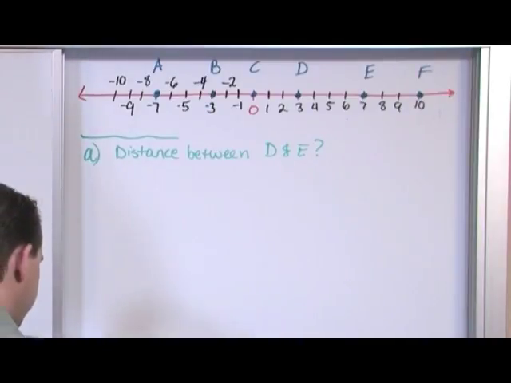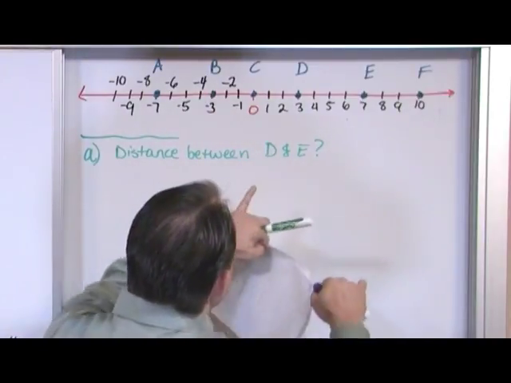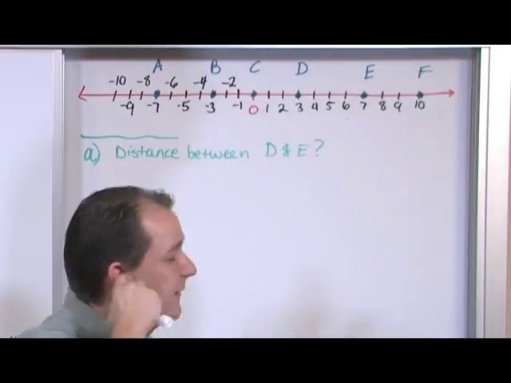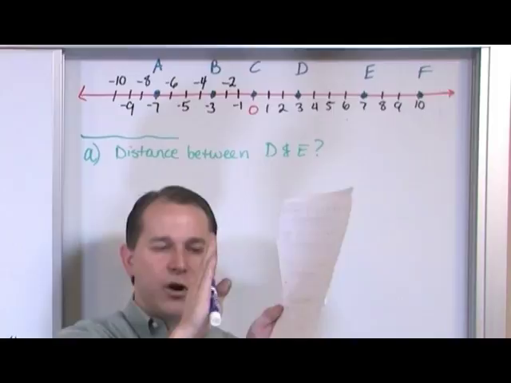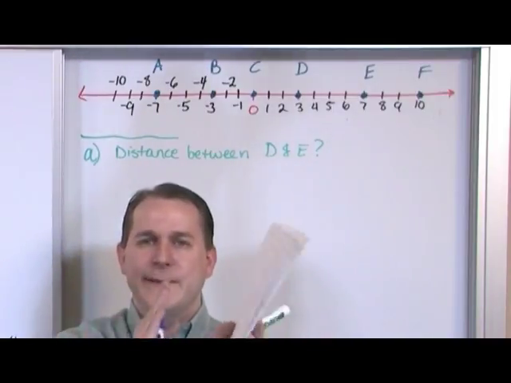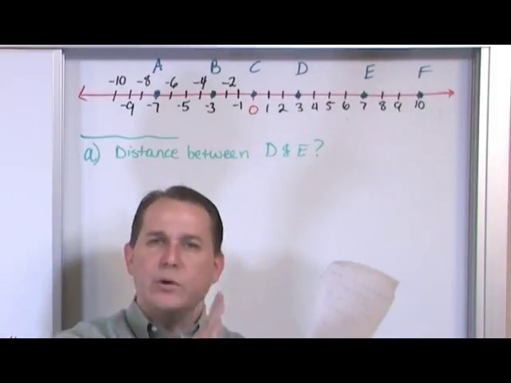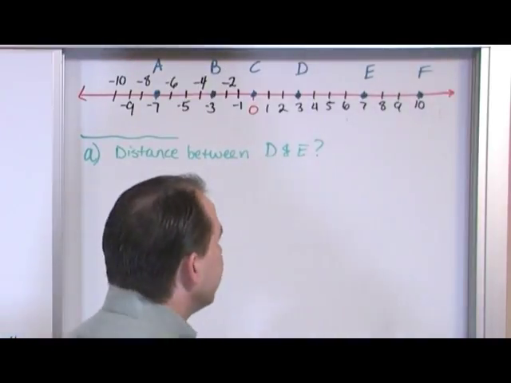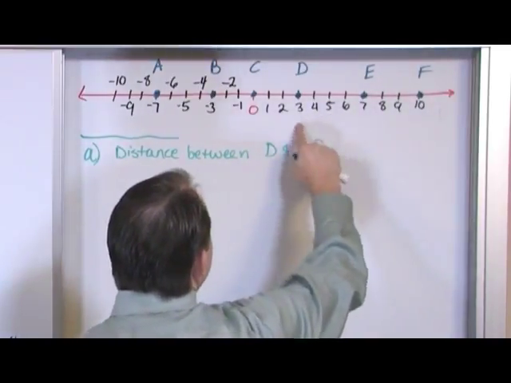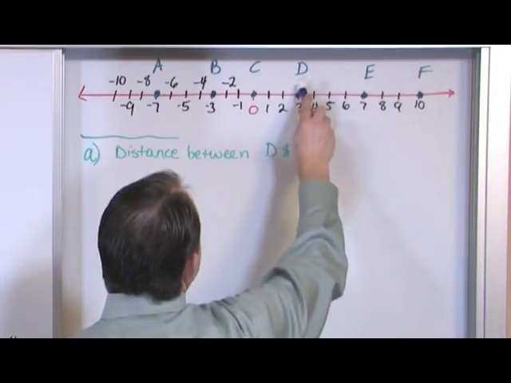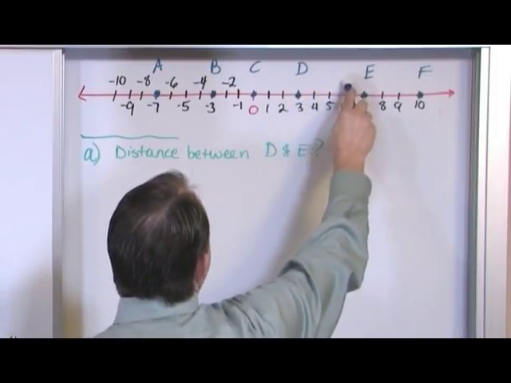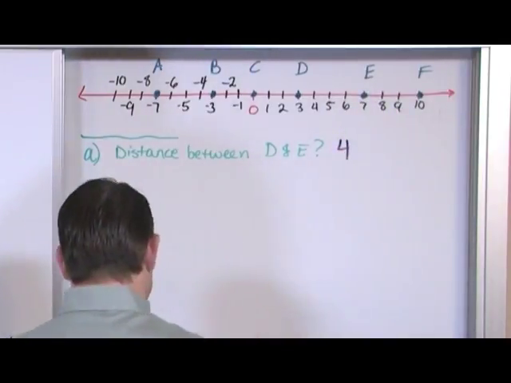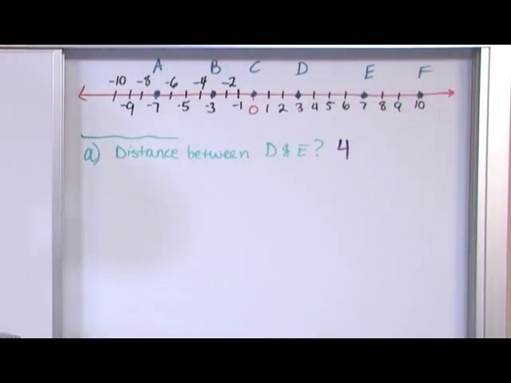So anytime you're given that, you need to locate the points, obviously. D is here and E is here. And the distance between them basically is, you're only counting the number of units between those two points. That is the distance between them. So the easiest way to do it is just to start here and count. 1, 2, 3, 4. So, distance of 4. Okay?